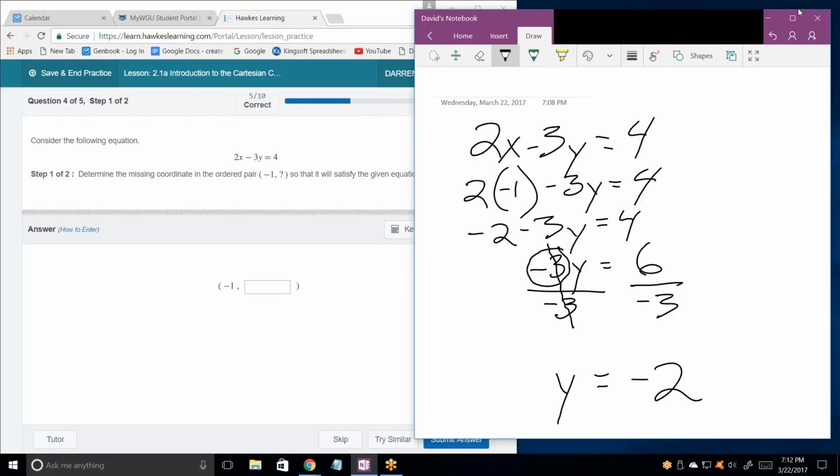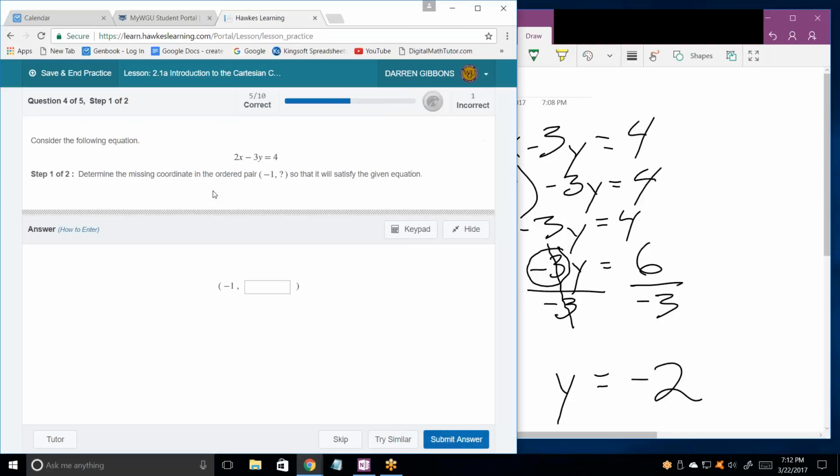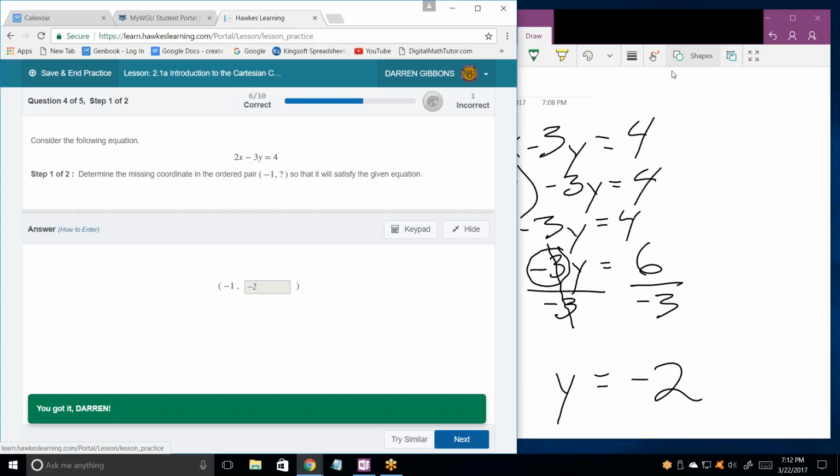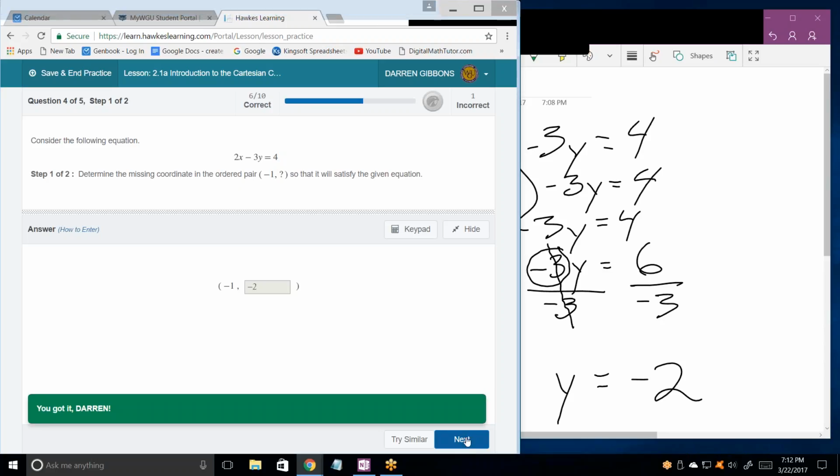Now I should be able to enter this answer, and I guess I just enter it as -2. These are always a little tricky. Sometimes you don't enter it exactly the way it likes. Okay. Next.